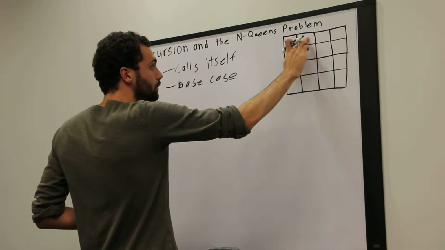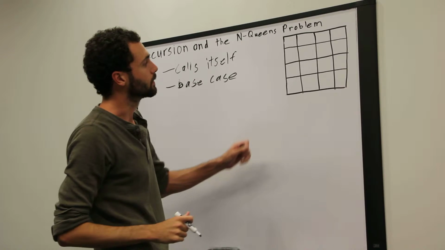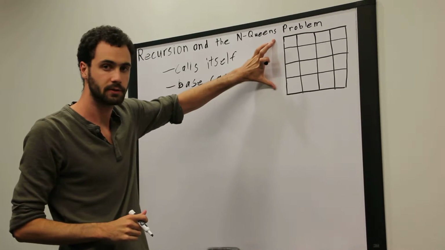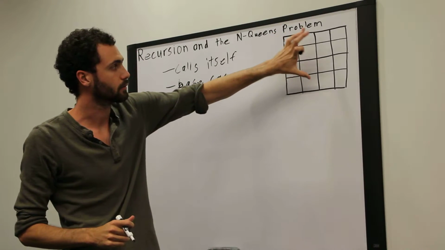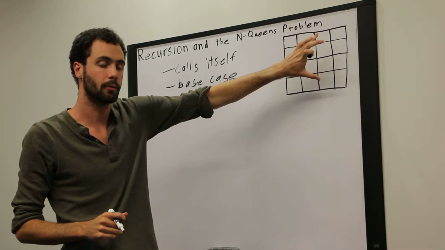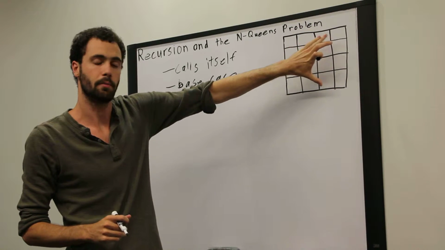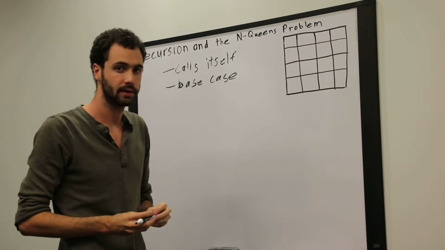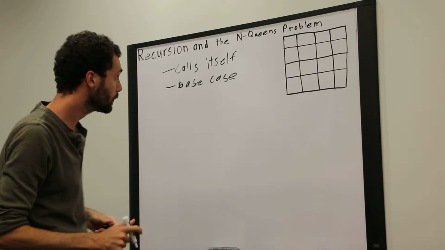Using recursion, we could create a method that checks where the first queen can be placed, checks the second, third, and fourth, and whenever we run into a problem, we recursively backtrack and replace the next queen onto the board.